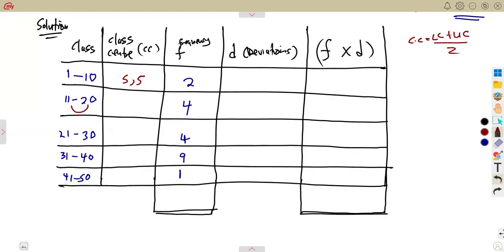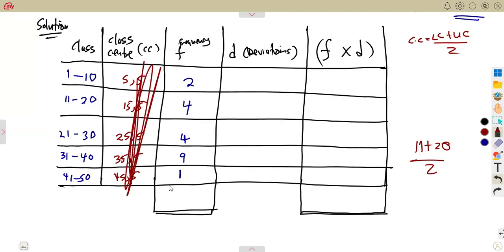11 to 20. 11 plus 20 divided by 2, class center. So that was going to be 15.5, and so on and so on. 21 to 30, you add, you divide. That was going to give you 25.5. Another one, 35.5. And another one was going to give you 45.5, like that. Lower class plus upper class divided by 2. You have your class centers.